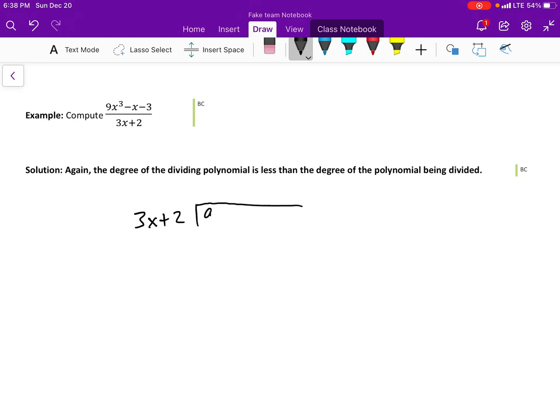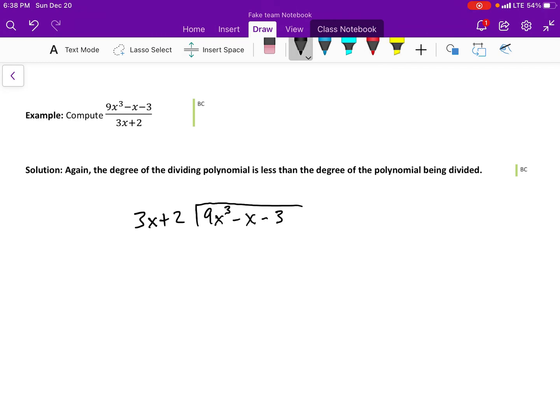And then we have our 9x to the third minus x minus 3 on the inside. Okay. So now what I'm trying to figure out is what term, when I multiply it by 3x, do I get 9x to the third power?